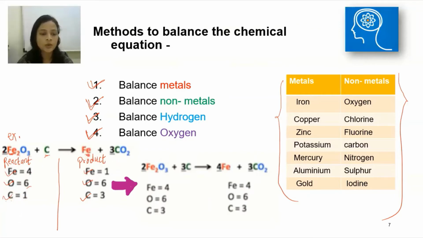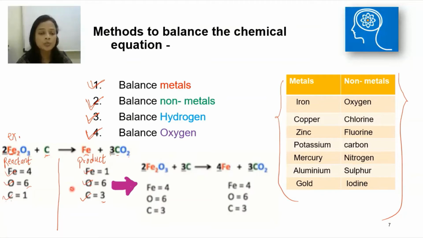So here only one Fe is present. Then what about carbon? 3 carbon atoms are present. Oxygen, 3 twos are 6 oxygen atoms are present. Then is this equation balanced? No, this is not a balanced chemical equation.